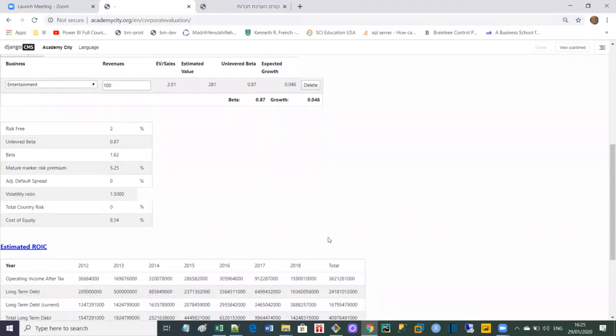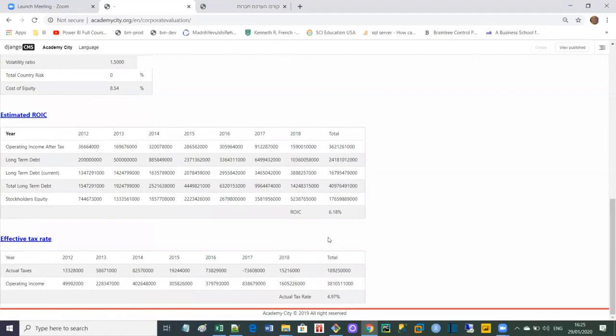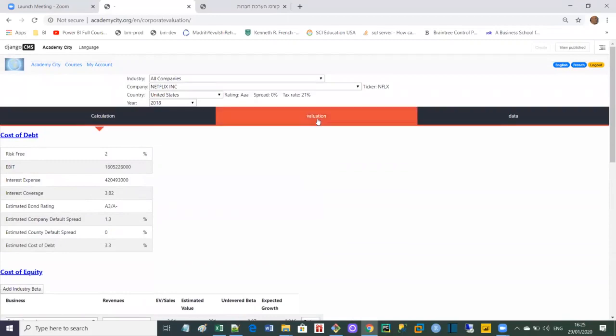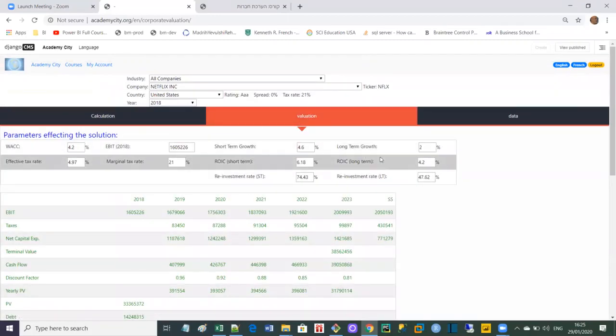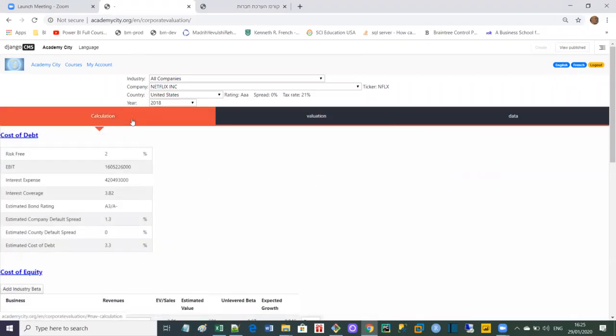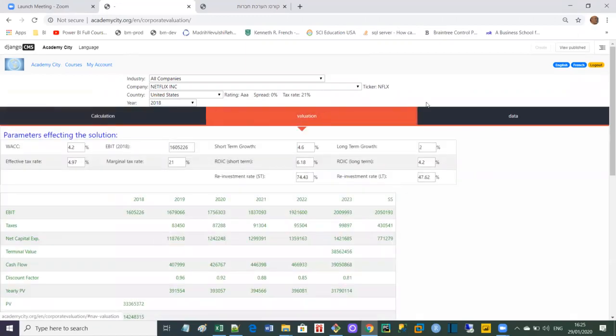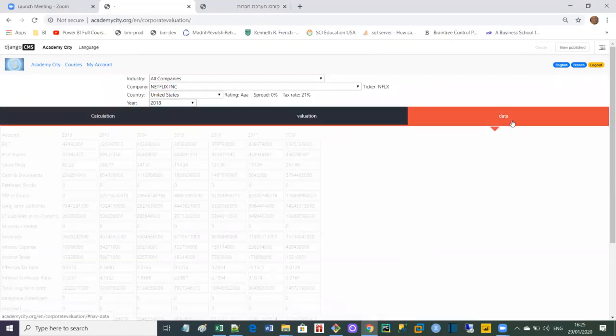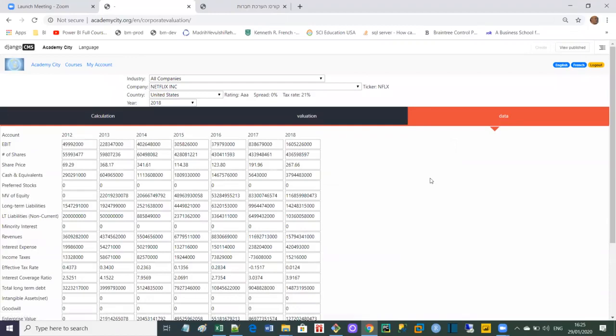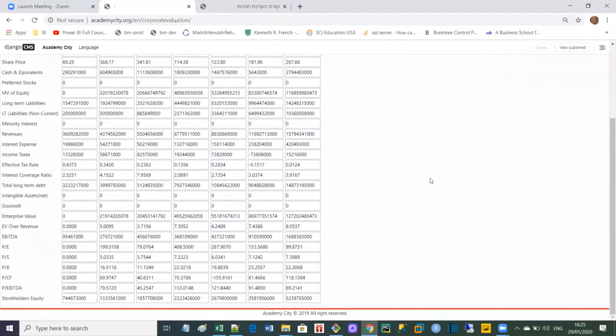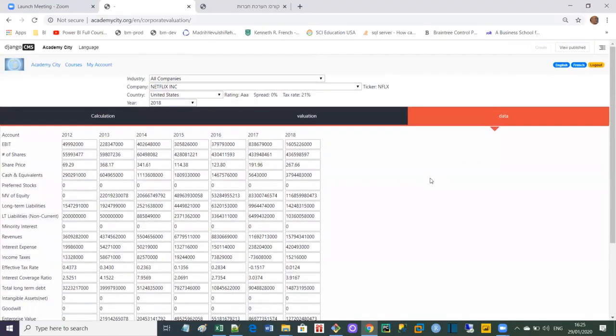That gives us the cost of equity and cost of debt, which together give us the cost of capital. In the valuation screen, all the numbers are presented here based on the calculations in the calculations folder. I strongly recommend that you look at the data folder. Here you see all the data pulled out for you from the SEC, and make sure that there isn't any number missing. In this case, we see that all the numbers are there. Okay, let's now look at the valuation.